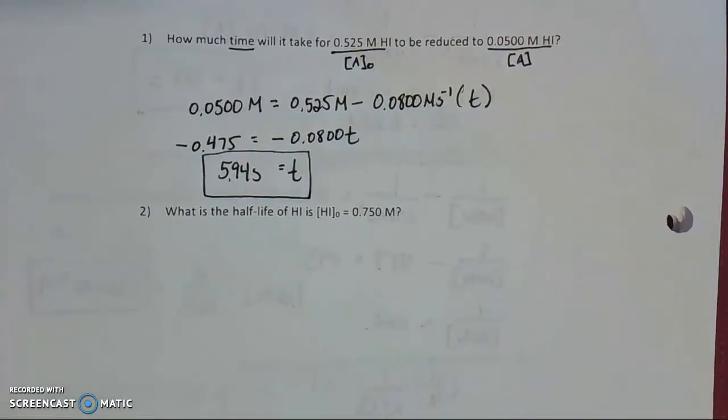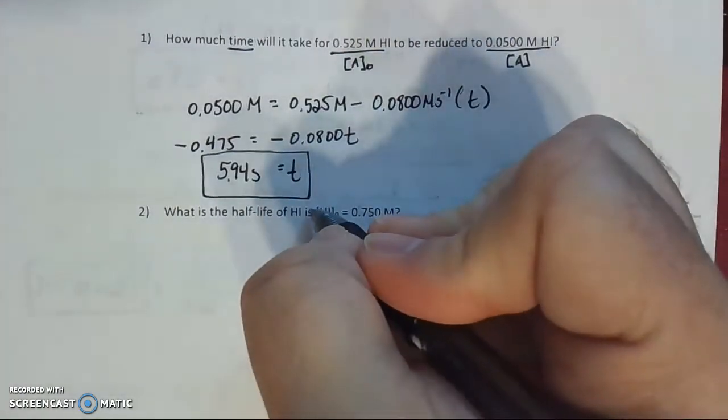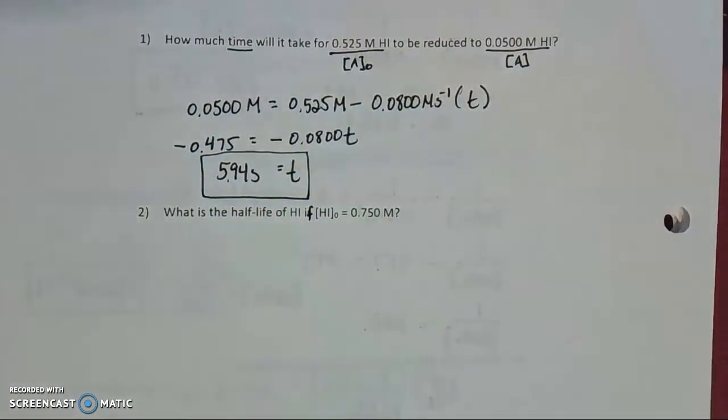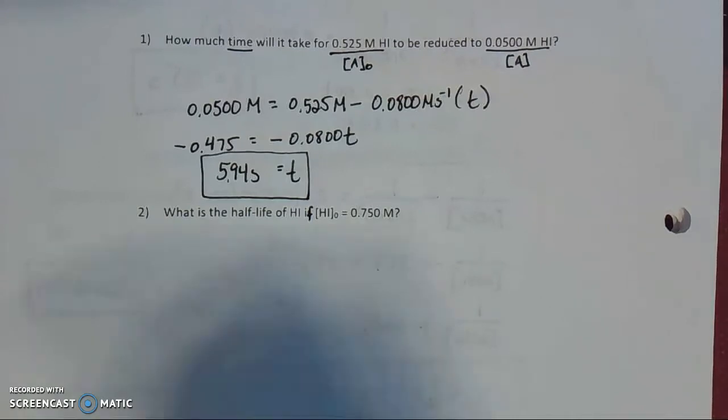Our second example is using the half-life equation. In this case, this should be if, not is. What is the half-life of HI if HI's initial concentration is 0.750 molar?